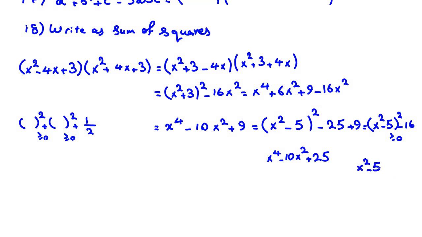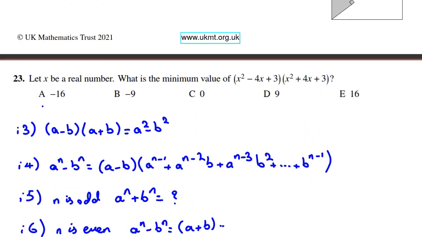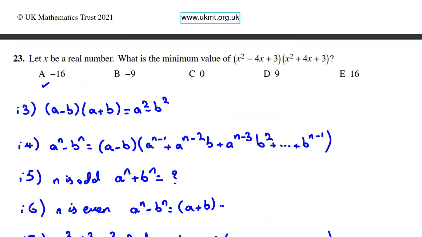x squared minus 5 should be 0. For example, if here we had x squared plus 5, it was not possible because x is a real number, and x squared plus 5 cannot be 0. But here, x squared is 5, and for x equals plus or minus root 5, we reach negative 16 and our answer is negative 16.